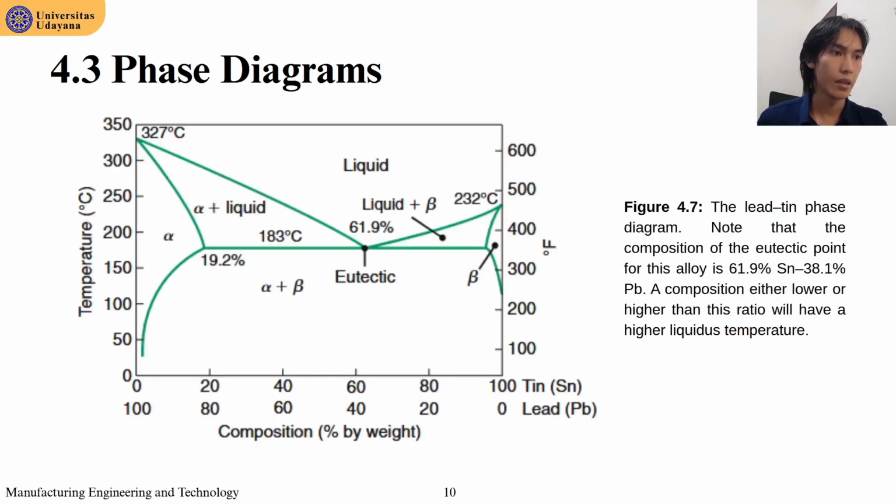Okay, next slide is Pb-Sn phase diagram. This in Indonesian is timah. Figure 4.7. The lead-tin diagram shows the eutectic at 61.9% Sn, an important one for solder alloys.